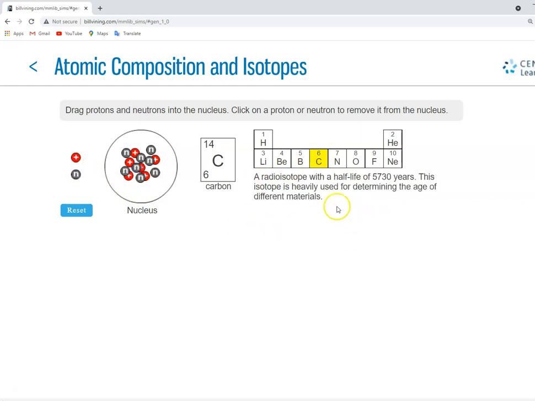All right, radioisotope with a half-life of 5,730 years. So this is heavily used for determining the age of various materials. If we can look at how many C14 atoms are in a compound, you've heard of carbon dating, for example. The number of these atoms within a sample gives us an idea of maybe how old that sample is, because we know the half-life, and it can help us date that.